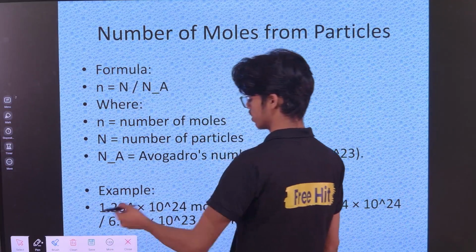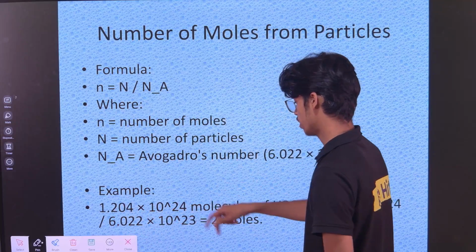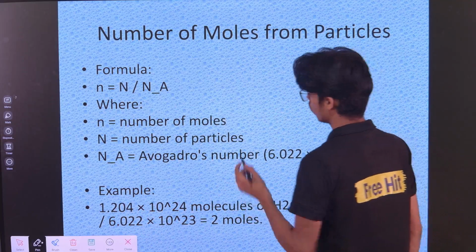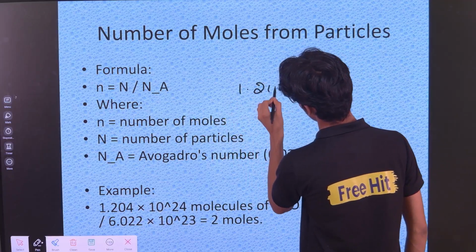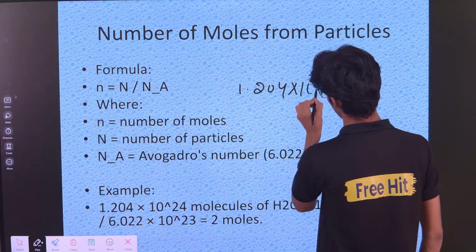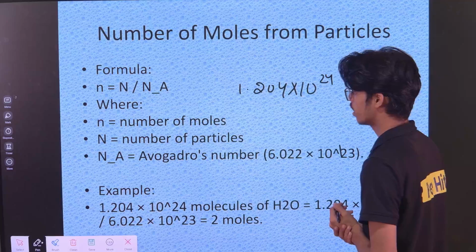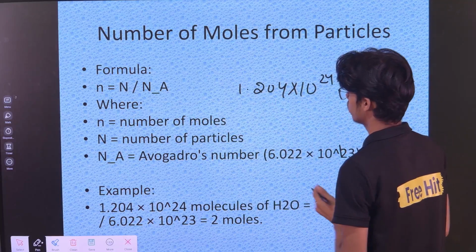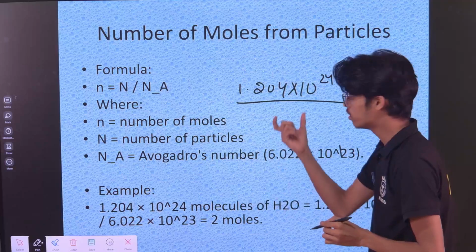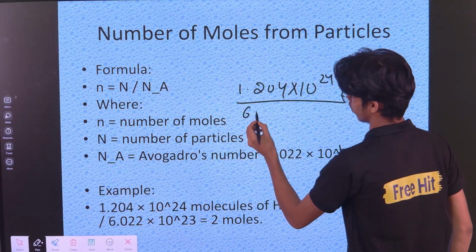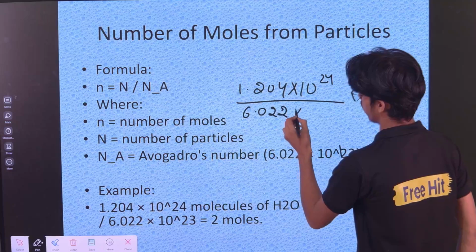Now, again, the example is 1.204 × 10^24 molecules of water. So, 1.204 × 10^24 particles, okay. Can you calculate the number of moles in there? Whatever the number of particles given, divide it with what? Avogadro number, that is 6.022 × 10^23.